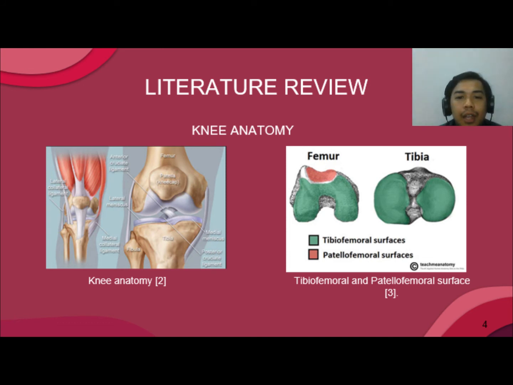Tibiofemoral and patellofemoral are the two articulations of the knee joint. Tibiofemoral is the articulation of the tibial condyles with the femur's medial and lateral condyles. It is the weight-bearing component of articulation of the knee. The patellofemoral joint connects the distal femur to the patella. It allows the quadriceps femoris tendon to be placed directly above the knee and increases the muscle effectiveness.